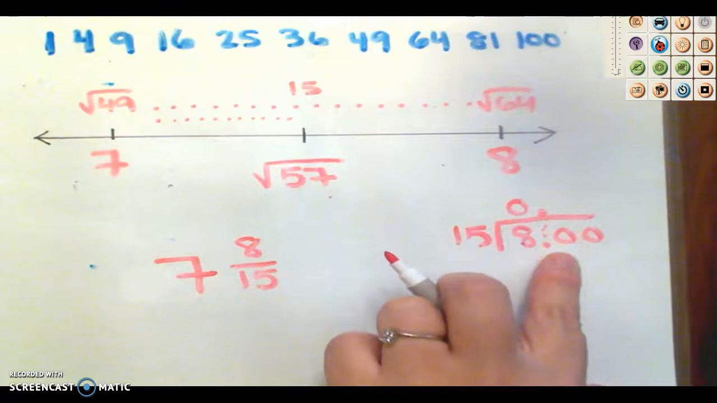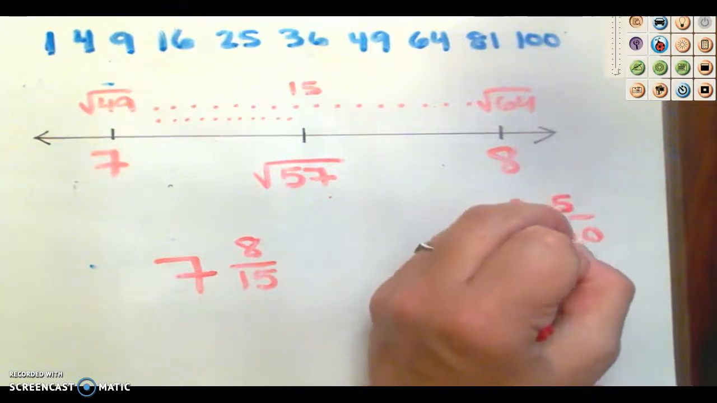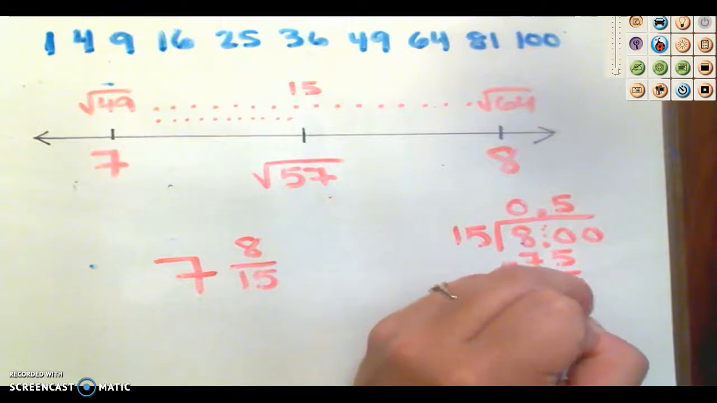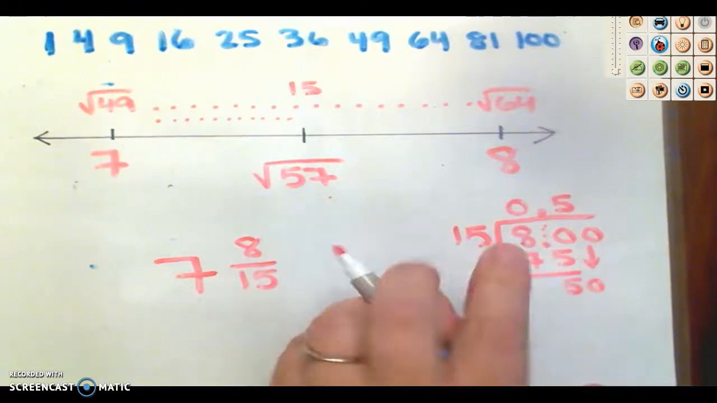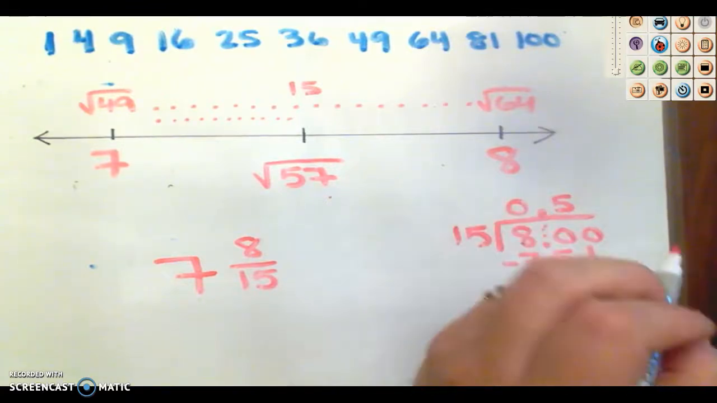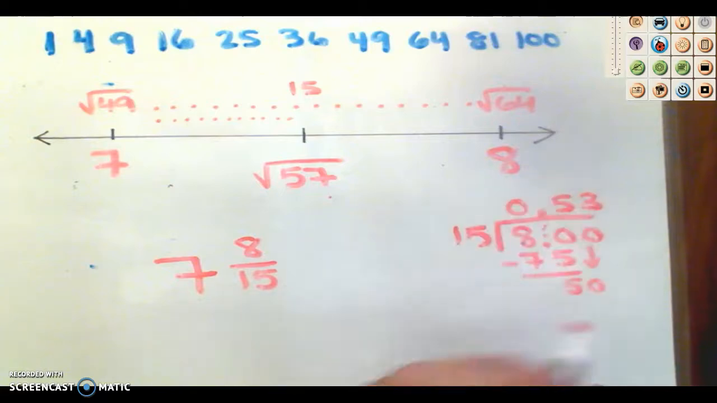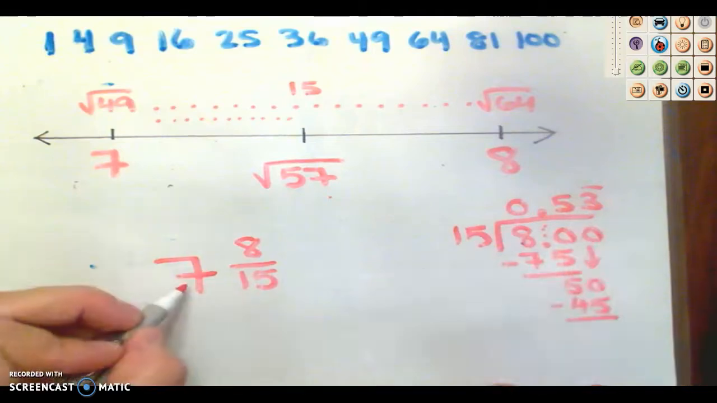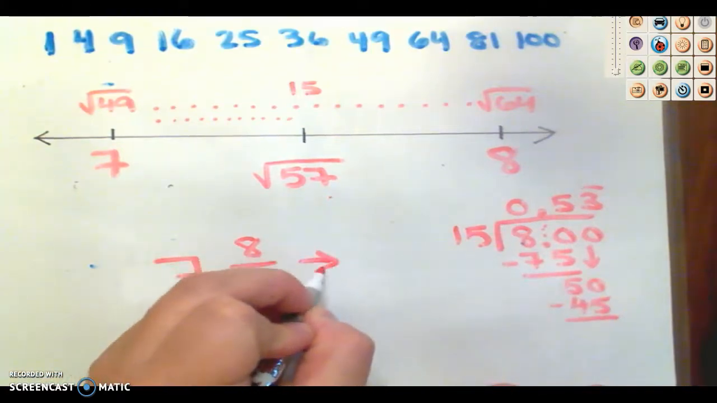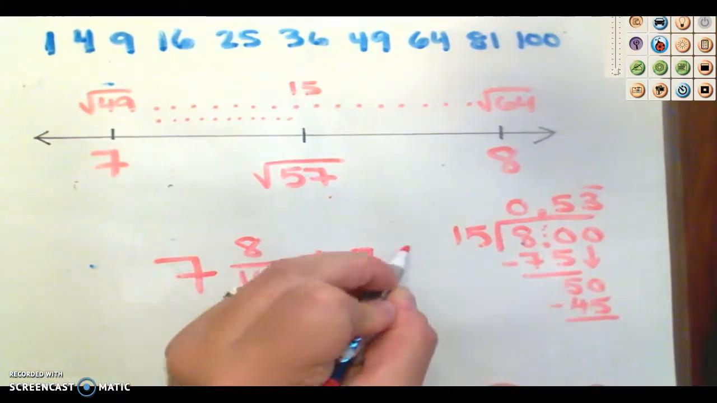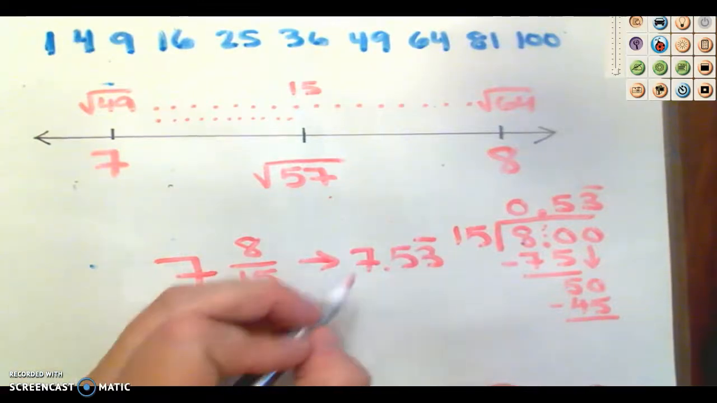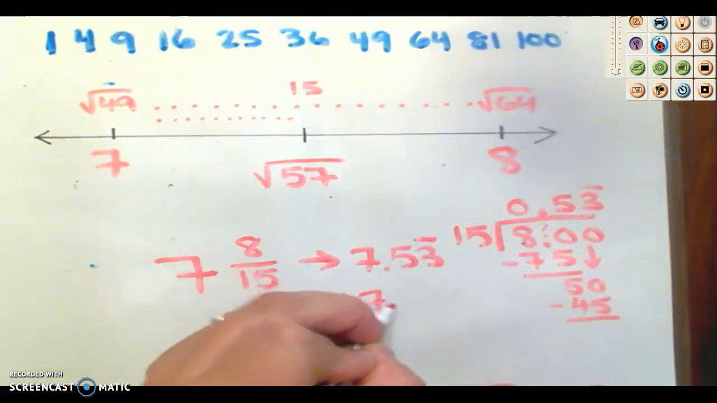So 15 goes into 80 5 times. So that's 75. Bring down that 0. 15 goes into 50 3 times, and that's 45. And we can actually see that that's going to start repeating, right? So this is really 7 and 8/15, which is the same as 7.53 repeating. And so approximately 7.5.